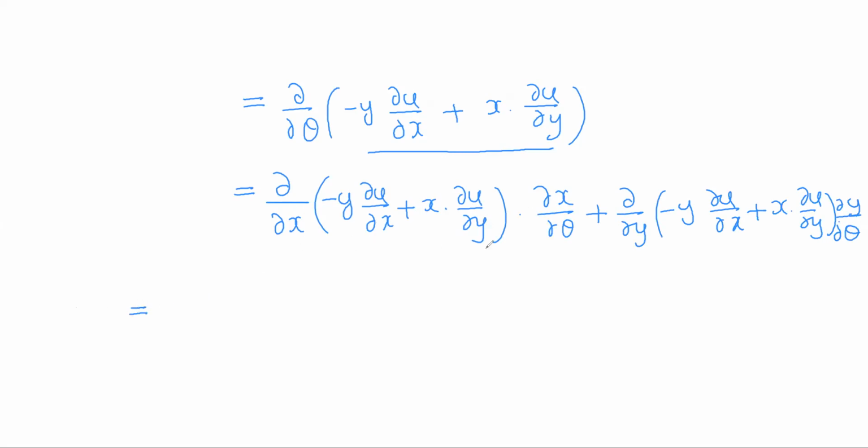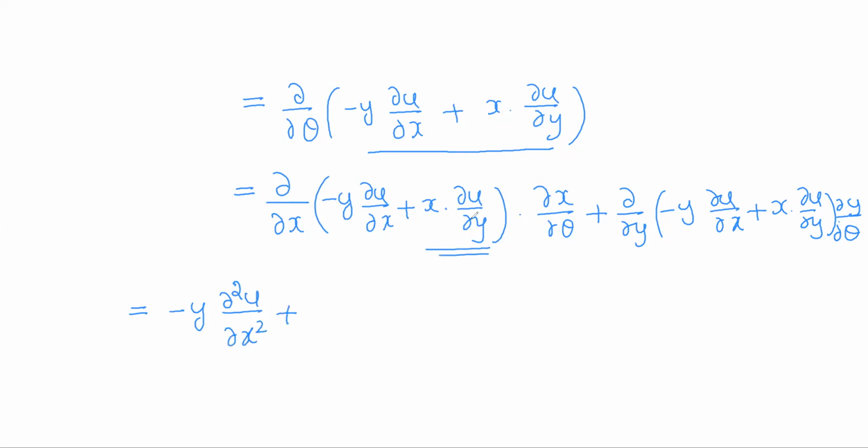So ∂/∂x of the sum of two terms, we can separate it. The first term contains minus y and ∂u/∂x. As we are differentiating with respect to x partially, minus y is treated as constant. So ∂/∂x of ∂u/∂x. What will it be? It is ∂²u/∂x² plus.